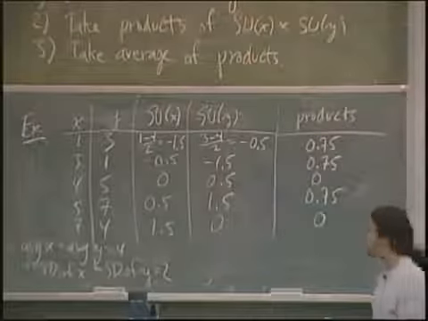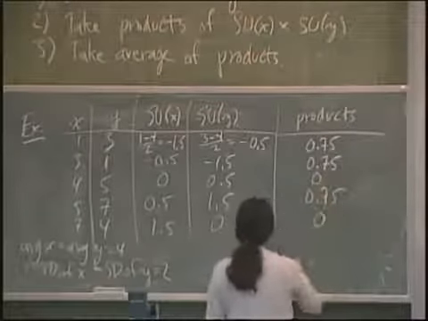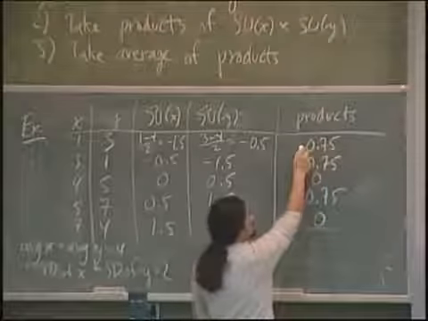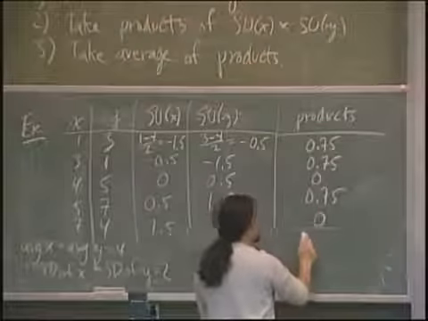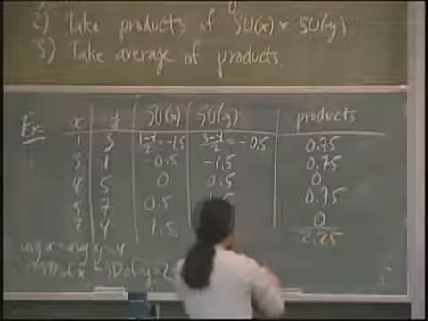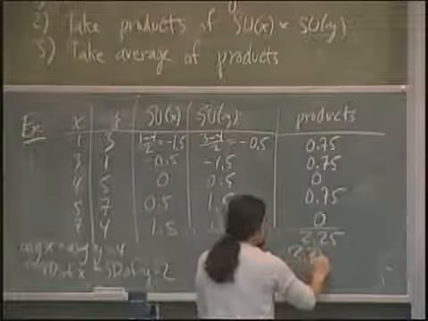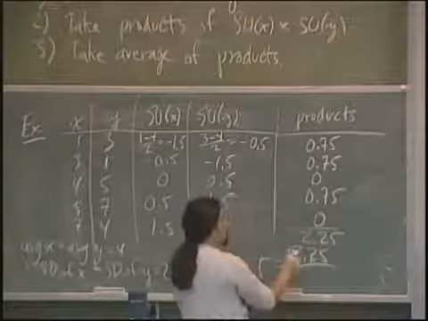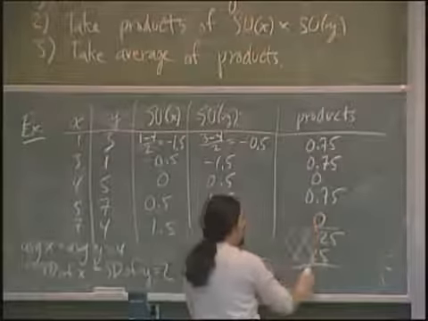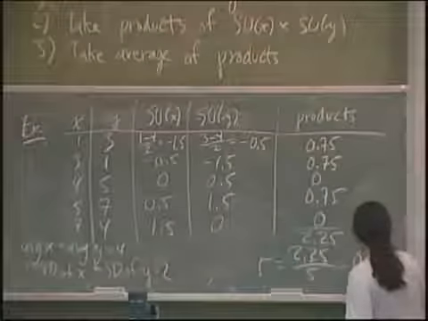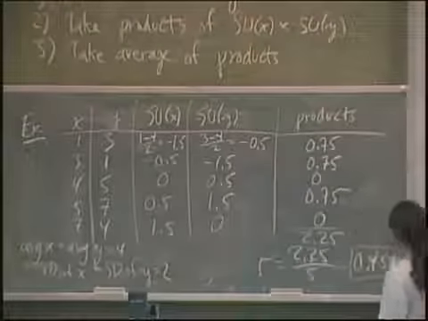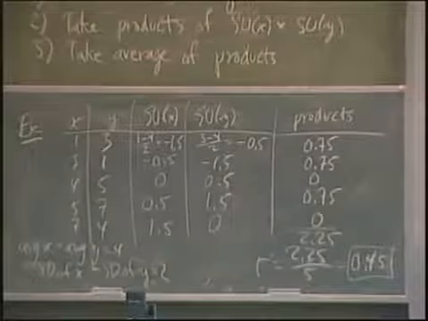OK, so finally, the sum of these is 0.75 plus 0.75 is 1.5, plus 0.75 is 2.25. So R is 2.25 divided by 5, which is 0.45. Okay? So that's a calculation of r.